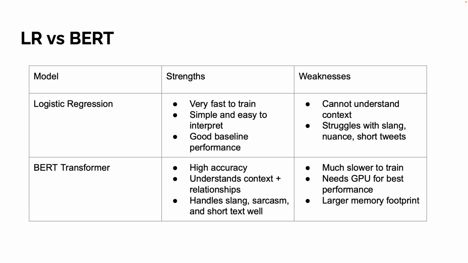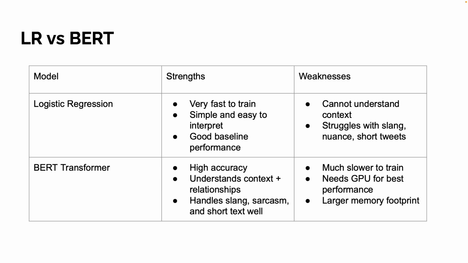Let's do the comparison between the 2 models. Logistic regression is fast, simple, and cheap to run, the training is minimal, and the interpretation is straightforward. It serves as a baseline. However, it has no mechanism for contextual understanding. It fails on ambiguous words and the performance degrades.